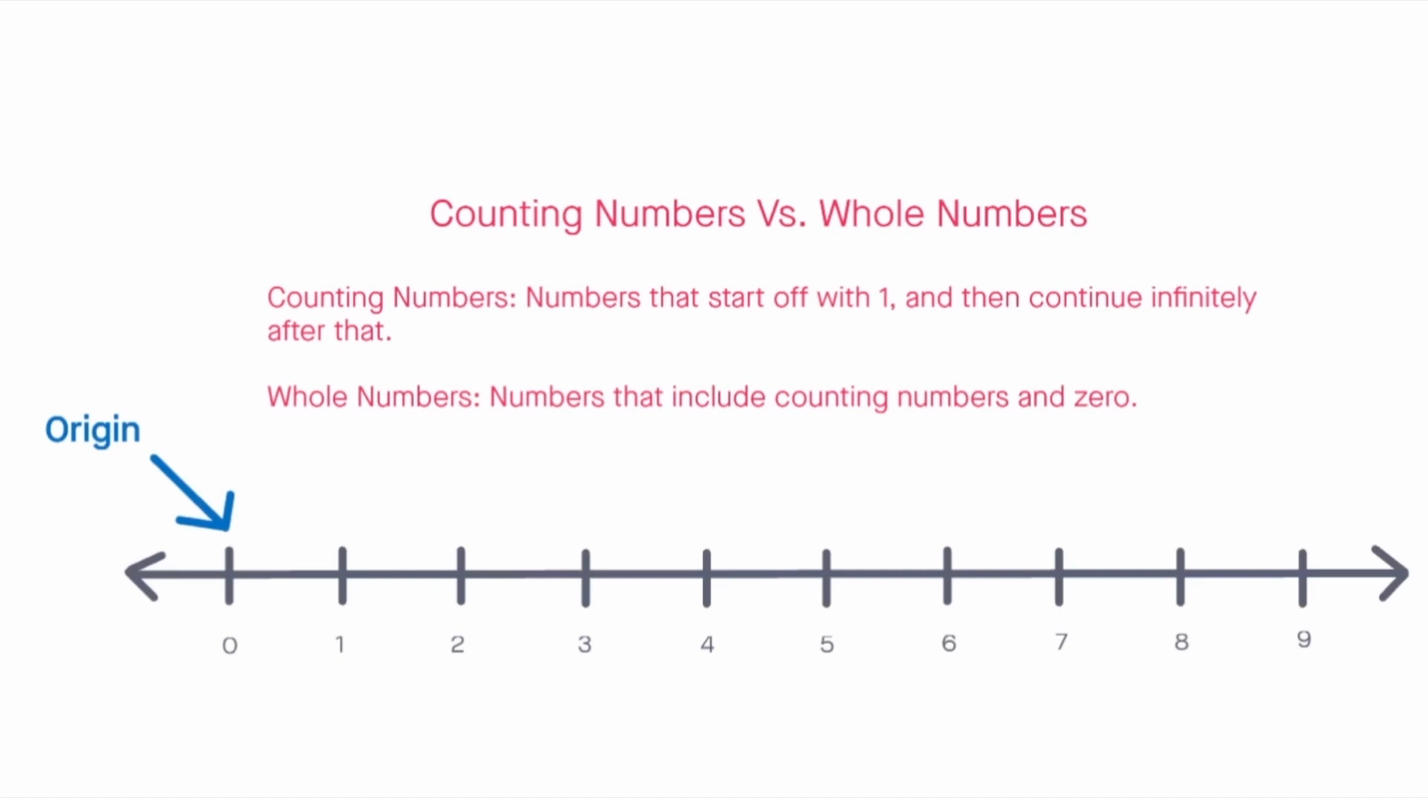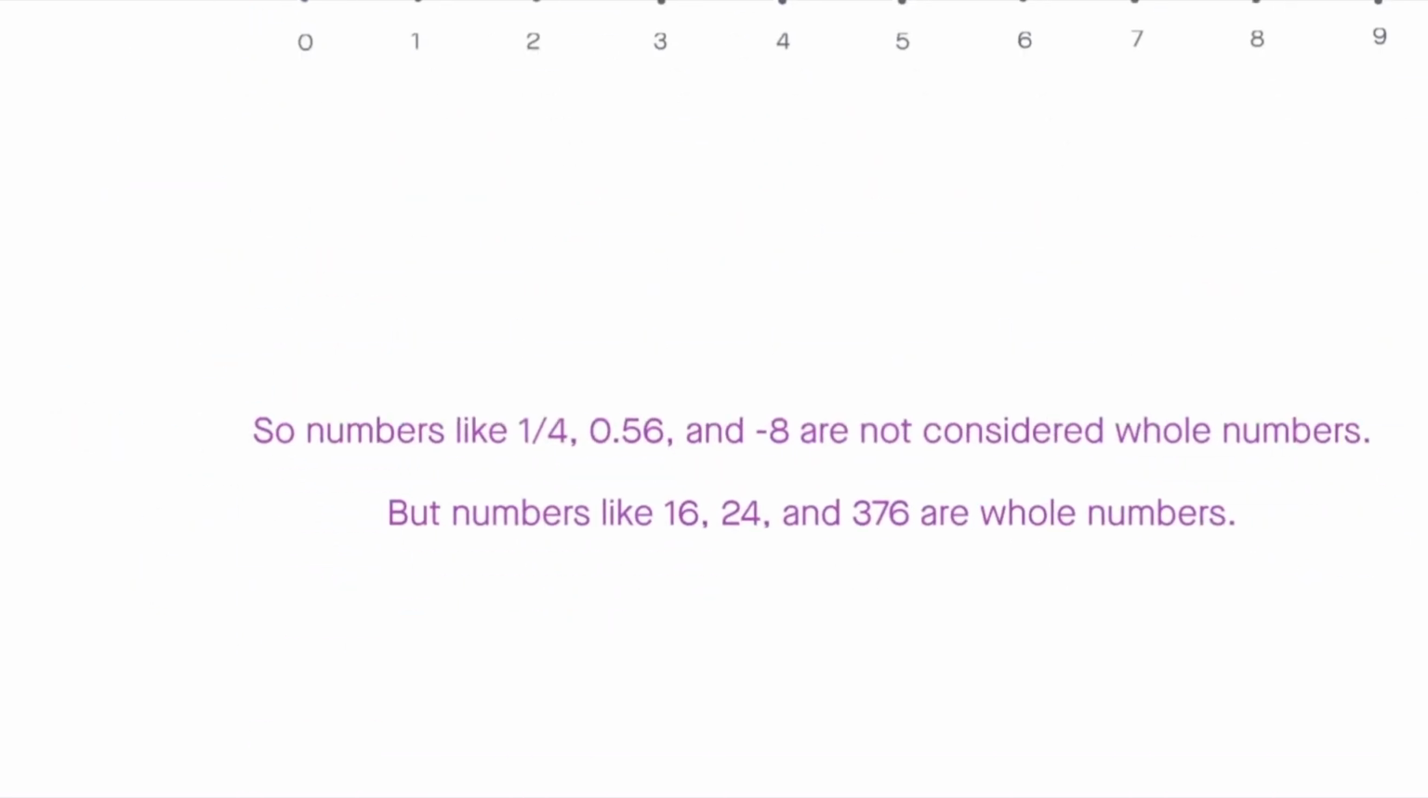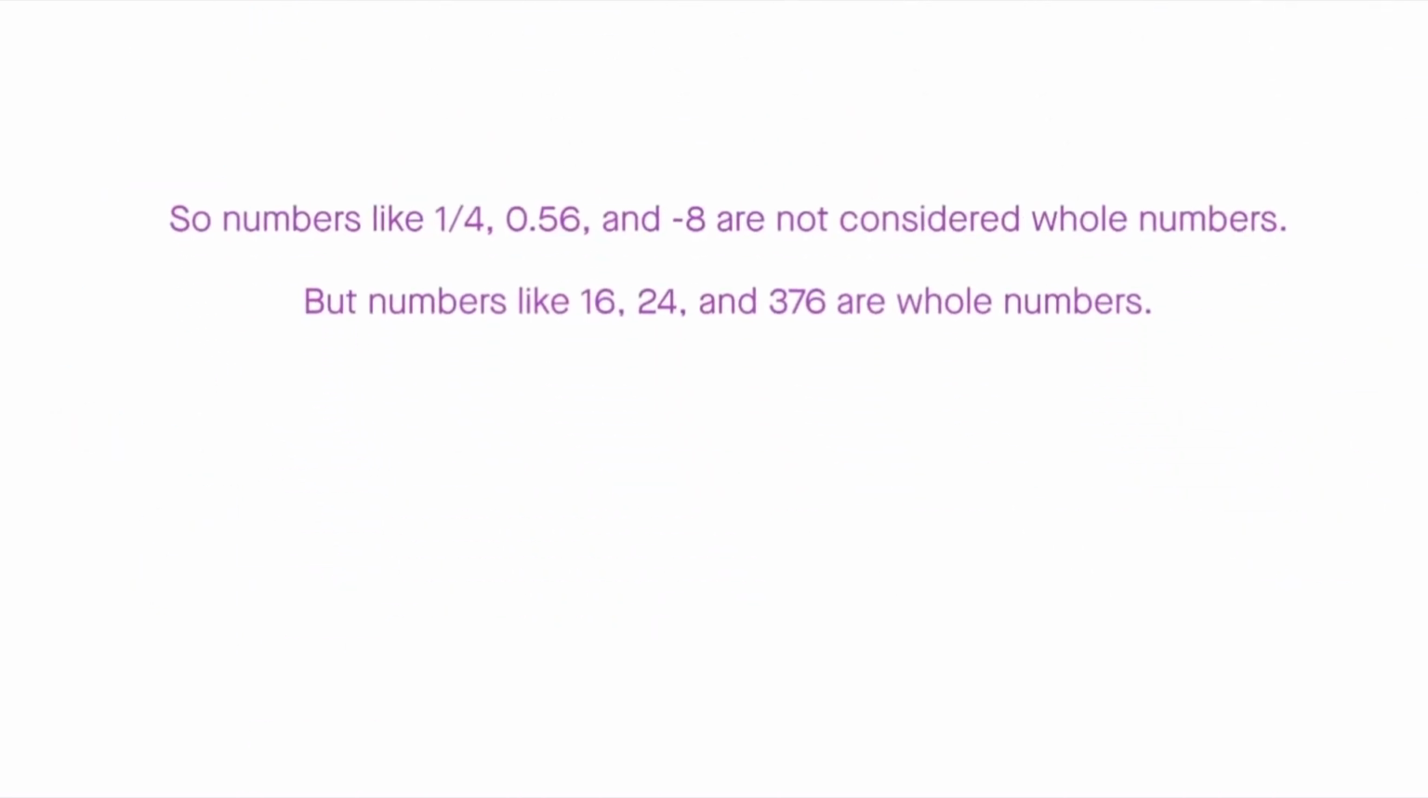Fractions, decimals, and negative numbers are not considered whole numbers. So numbers like 1/4, 0.56, and -8 are not considered whole numbers. But numbers like 16, 24, and 376 are all whole numbers.